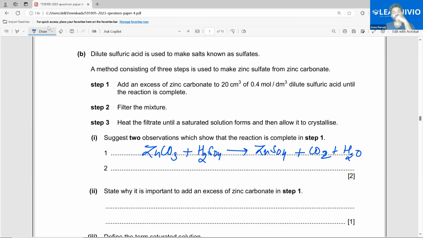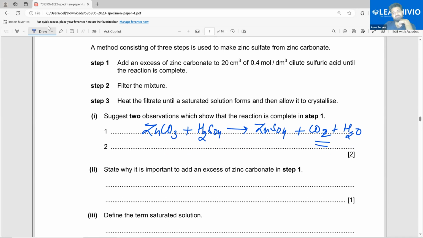So how will you identify that the reaction is completed? There will be no production of carbon dioxide. No evolution of carbon dioxide gas.